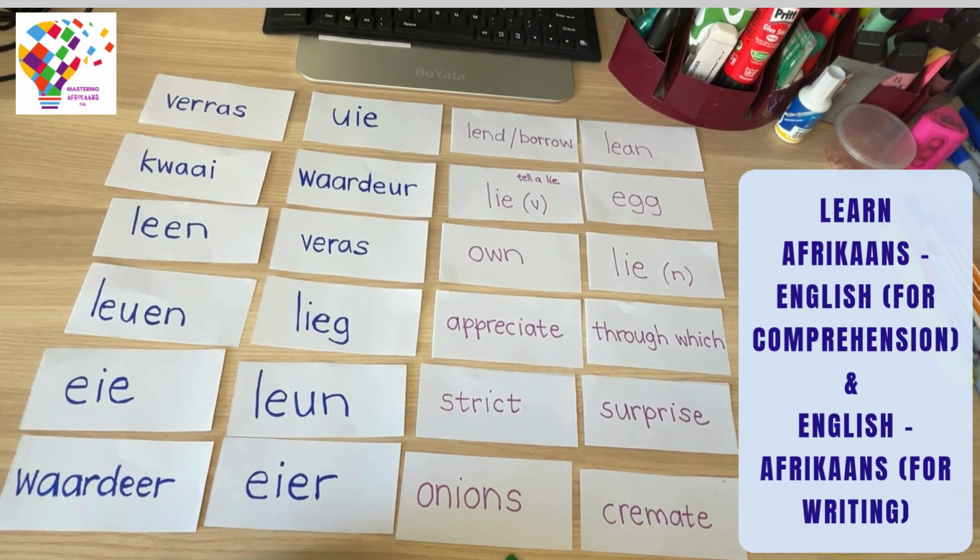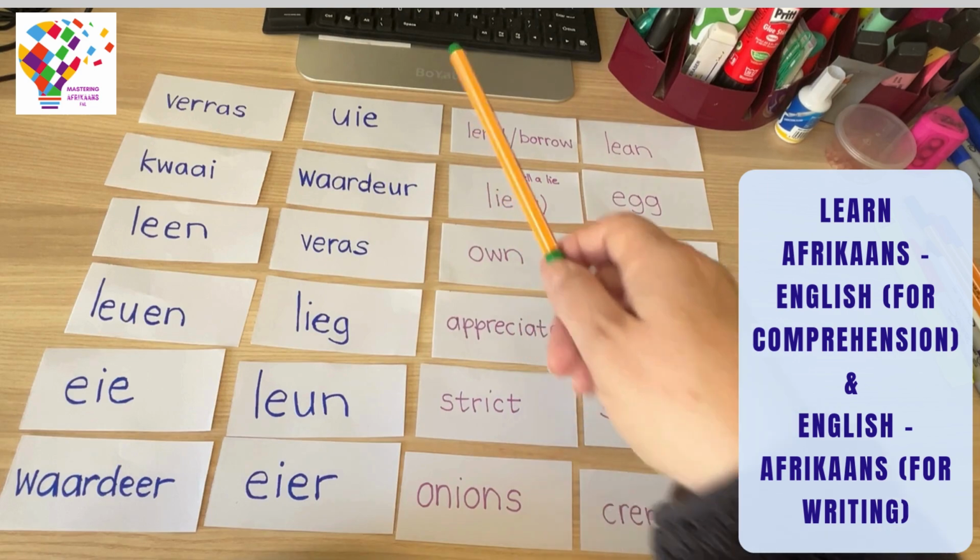Once you've taken our vocabulary lists from our modules, you can write them out on pieces of paper like I've done here. I've got the English in purple, and then I've got the Afrikaans in blue. And what you're going to do is take the words and mix and match. This is the best way to do it. You're going to be learning English to Afrikaans and Afrikaans to English.